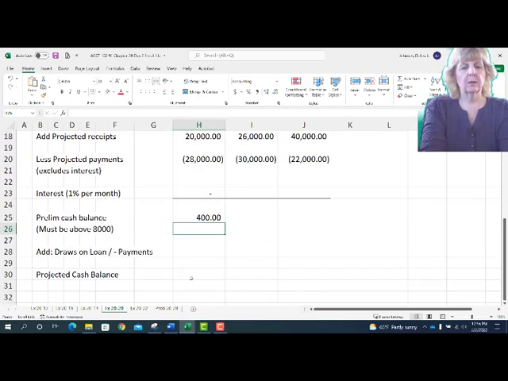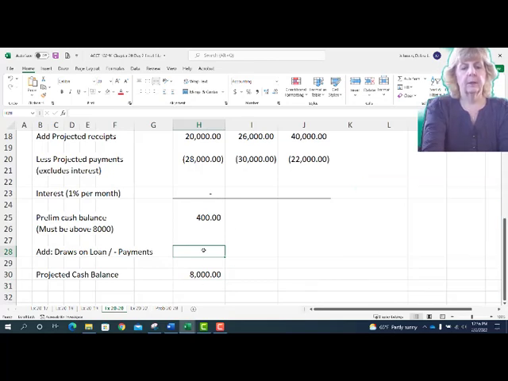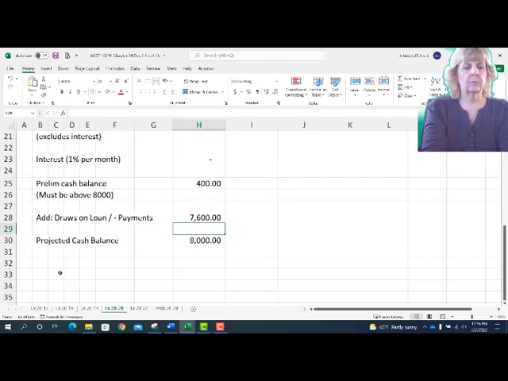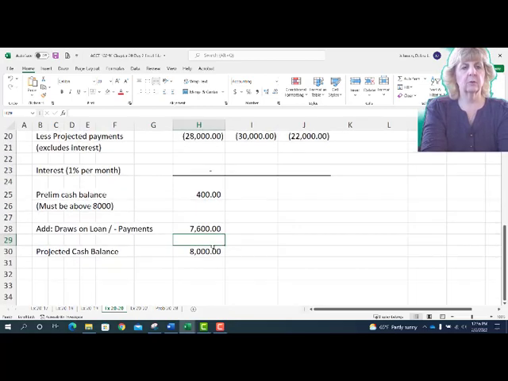We know that our balance cannot drop below 8,000. So we're going to have to borrow some money against our credit line in order to bring that 400 up to 8,000. So if this is the goal, to have 8,000 in there, then we need to draw the difference between that amount. So 7,600 is the amount. I would keep track of your loan off to the side, maybe in a little T account. Right now we owe $7,600.